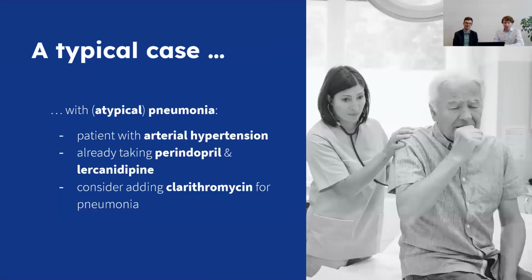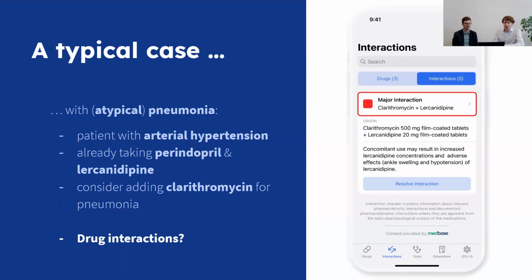So let's start first with a typical case, maybe with atypical pneumonia. Let's say we have a patient with arterial hypertension, already taking perindopril and lercanidipine, and we're considering adding clarithromycin for the pneumonia. So we go ahead and prescribe the clarithromycin, or maybe not. There's a major interaction between clarithromycin and lercanidipine. So how do we proceed? How do we resolve this interaction? Let's first take a look at the video, and then we will review some of the key steps.